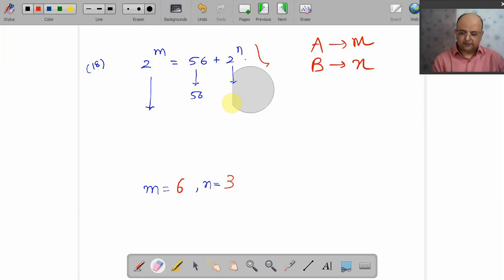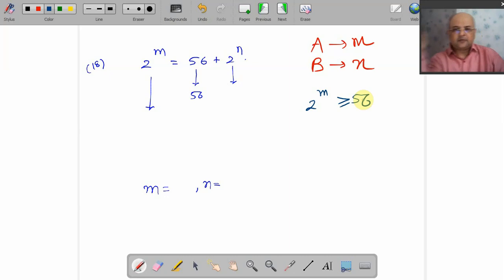Okay, let me go for this again. Clearly 2 raised to m is equal to 56 plus something. So 2 raised to m has to be greater than or equal to 56. So here you have to go for trial and error. 2 raised to m is greater than or equal to 56, meaning m is greater than or equal to 6. Because the first smallest positive integer m such that 2 raised to m is greater than or equal to 56 is 6. 2 raised to 6 is 64.